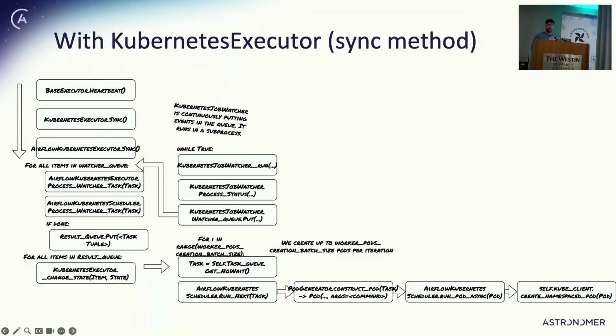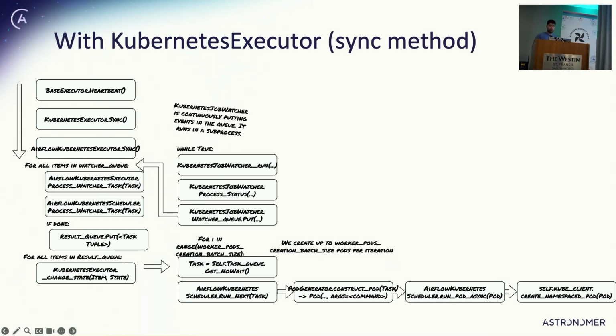As a first step, it's going to call the Airflow Kubernetes scheduler sync method, which is responsible for reconciling pod status. The sync method of the Kubernetes executor deals more with task instance status reconciliation, while the Airflow Kubernetes scheduler sync method deals more with reconciling pod states. So the Airflow Kubernetes scheduler's sync method will get all items from the watcher queue. The watcher queue is a queue that is filled by the kube watchers.